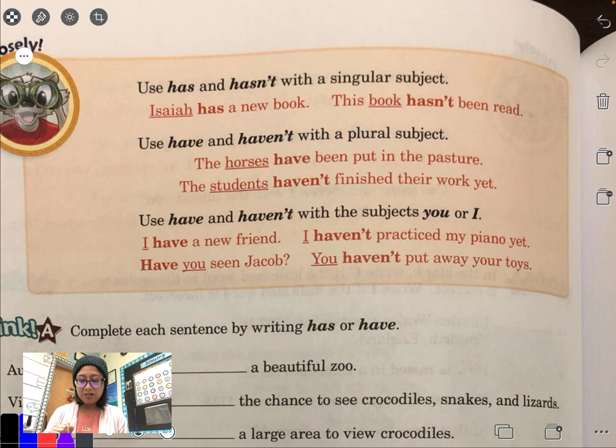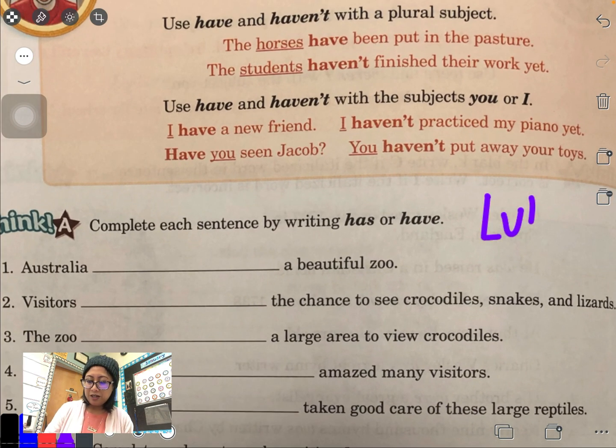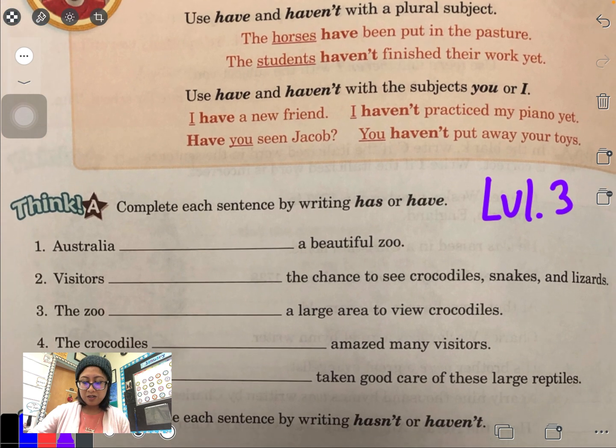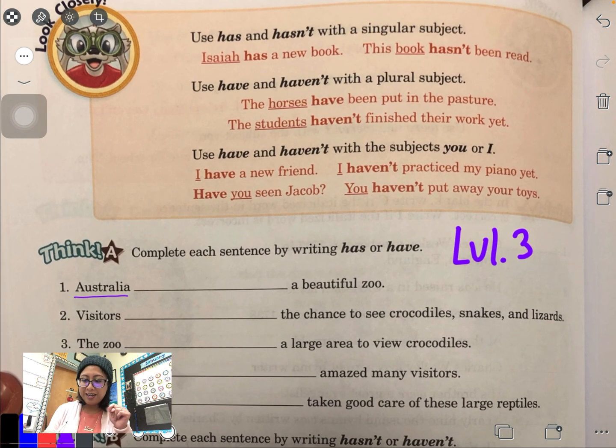So let's practice this for Think A. We're going to do some level 3 thinking, right? Level 3. We're using the information that we just learned in different settings. So we're going to use either has or have. I'm only going to do the first two with you, and then we'll do the rest at our Zoom meeting. The first one, Australia has a beautiful zoo, or Australia have a beautiful zoo. Well, we're only talking about one country, which is Australia. So if it's singular, we say has. So Australia has a beautiful zoo.